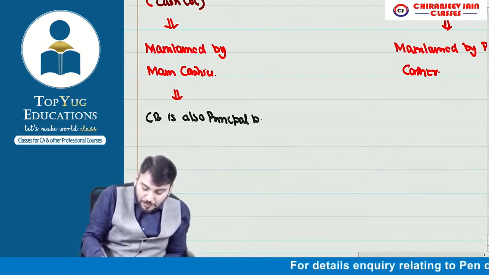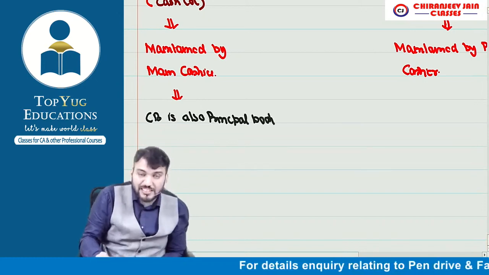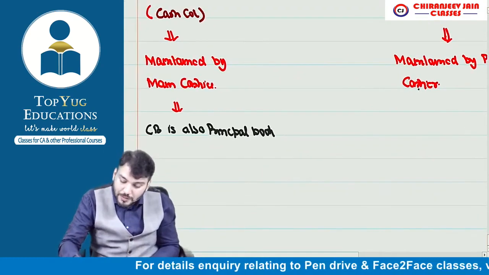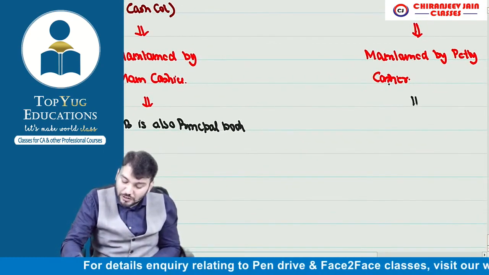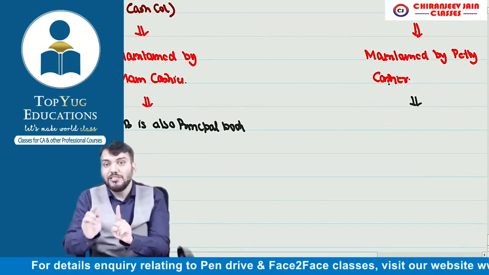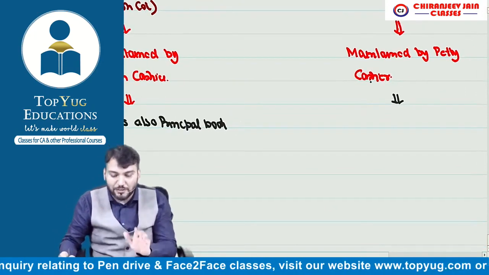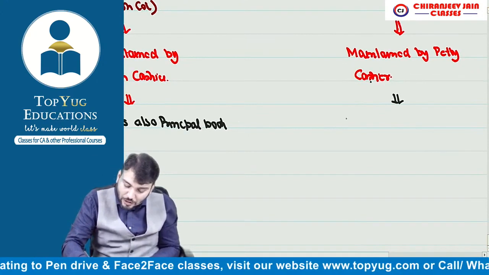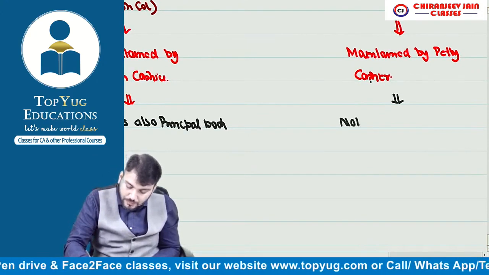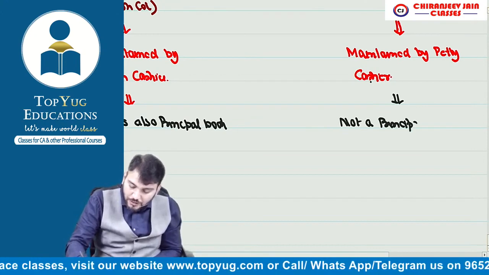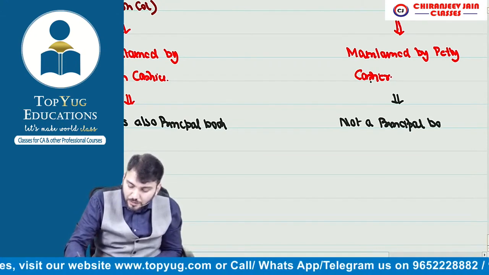Why is it a principal book? Because it is in T-shape format. Correct? But the petty cash book is not a principal book because it is not in T-shape format. Understand this point, then write: it is not a principal book.